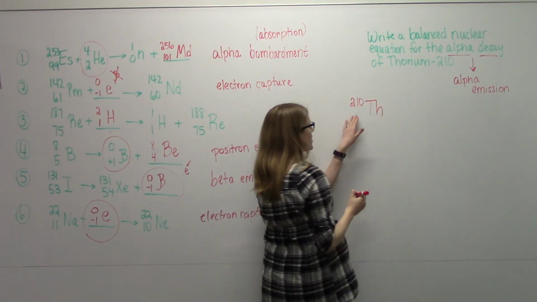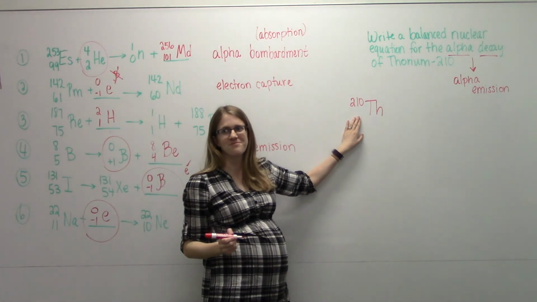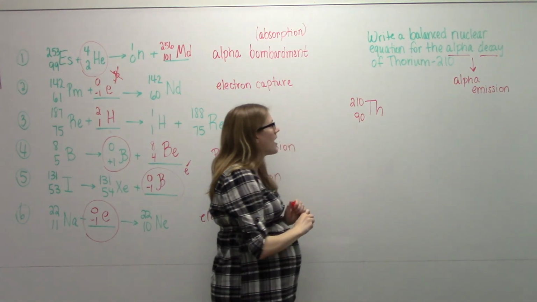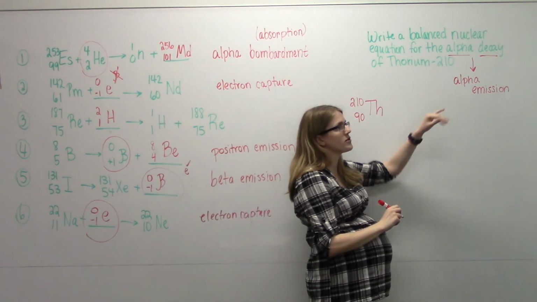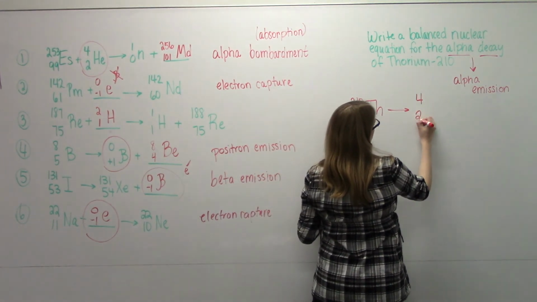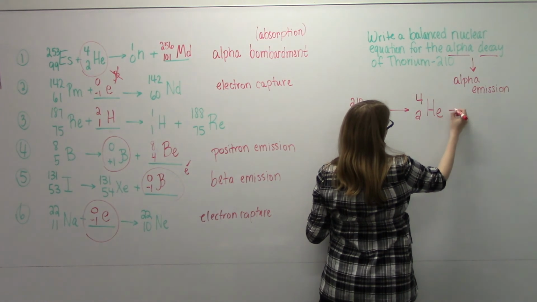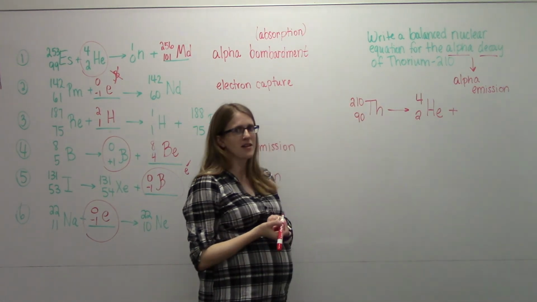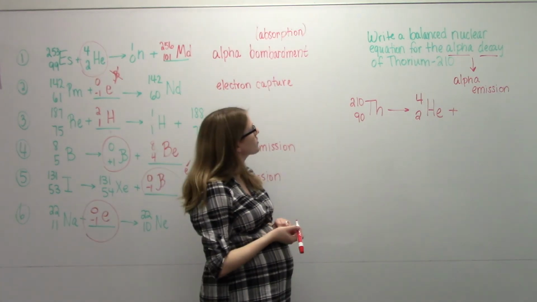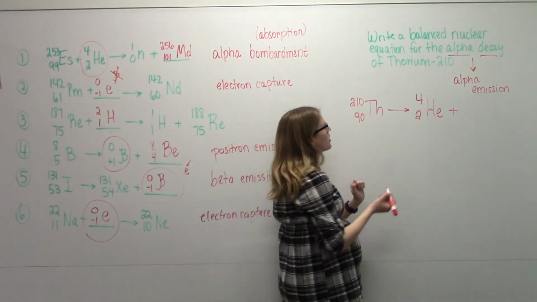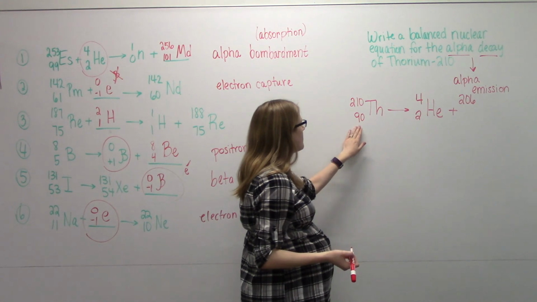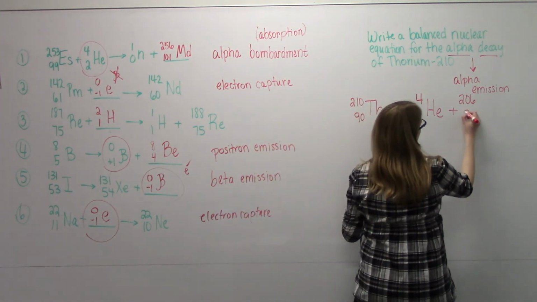Thorium-210. Now where do you get the bottom number? You look it up, and I believe it is 90. And alpha emission means that it's going to emit an alpha particle. So we know that an alpha particle is going to be a product. But now we have to balance to figure out the other one. So this would be 210 minus 4 is 206, and 90 minus 2 is 88.